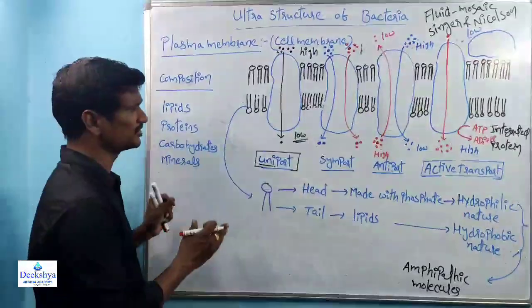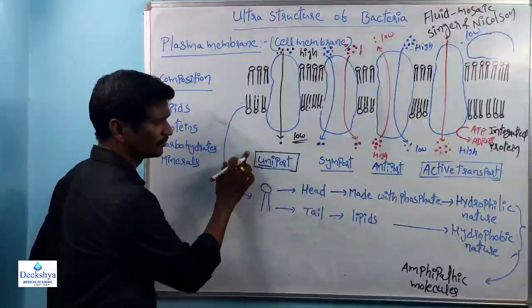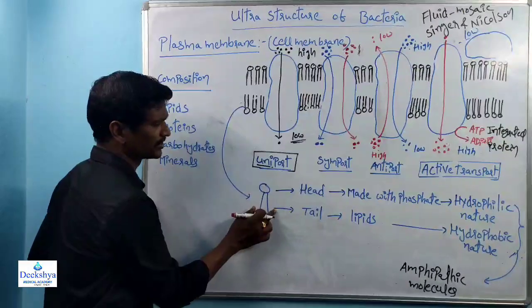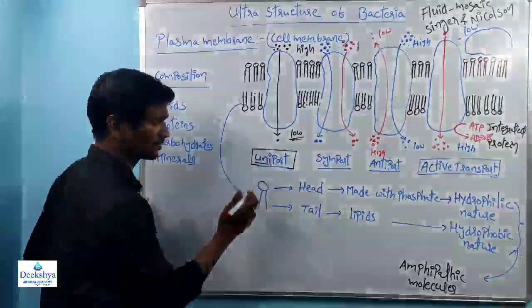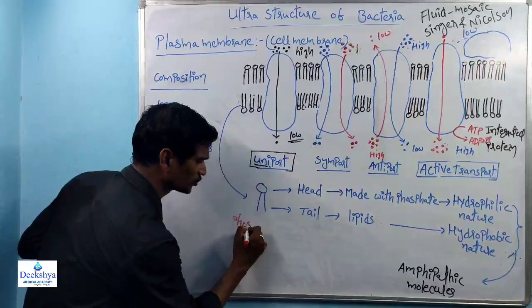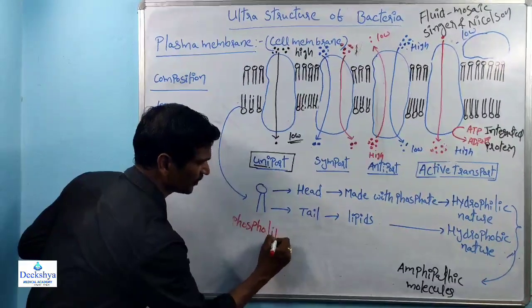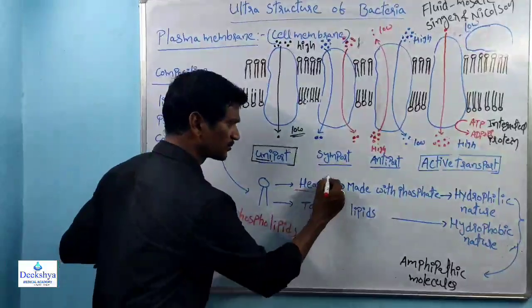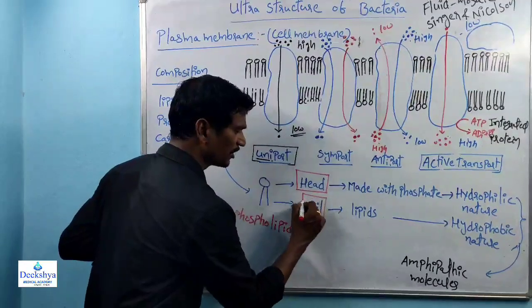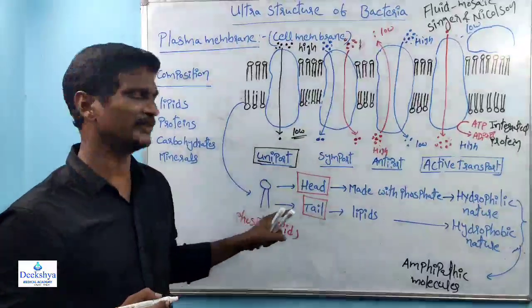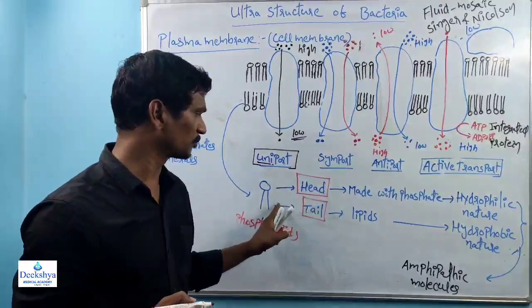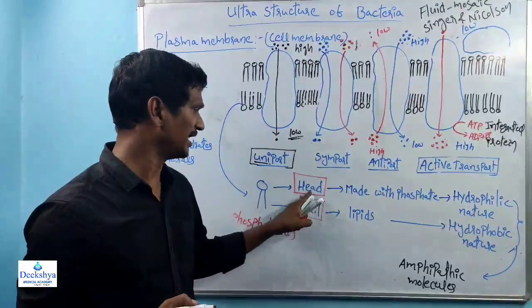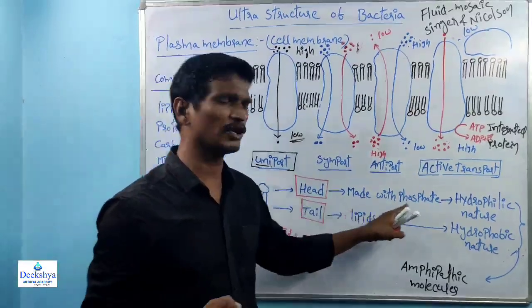Before we discuss that, see here, this is the structure of a phospholipid, right? The phospholipid has two regions: a head part and a tail part. The head part is especially made with the phosphate.